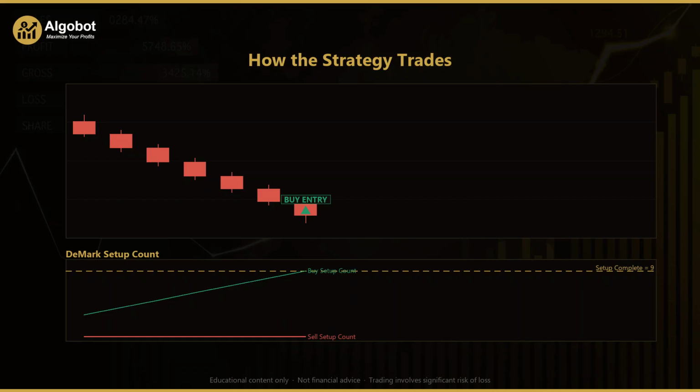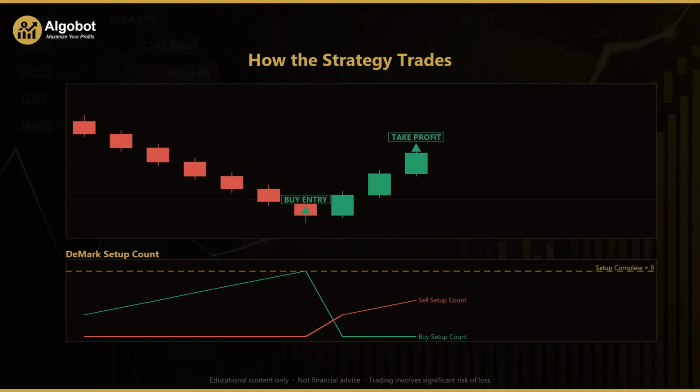On the very bar where the green count touches 9, the setup completes and the buy entry marker appears. The strategy isn't predicting, it's responding to a specific, fully formed condition, 9 straight lower closes, capped by a fresh low. At that entry, the expert advisor measures the average true range and builds its risk around it. The stop sits 1.5 ATRs below the entry, tucked under that fresh low, and the take profit target is set 2 ATRs above, a reward to risk of roughly 1.3 to 1.